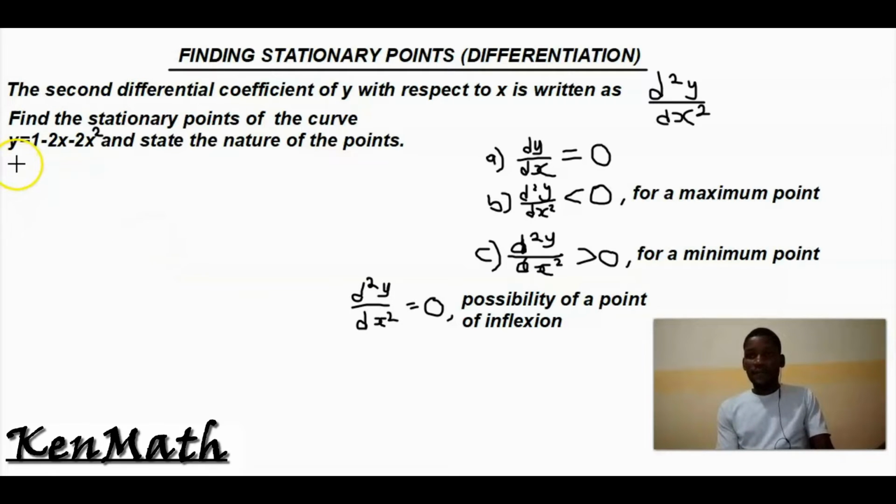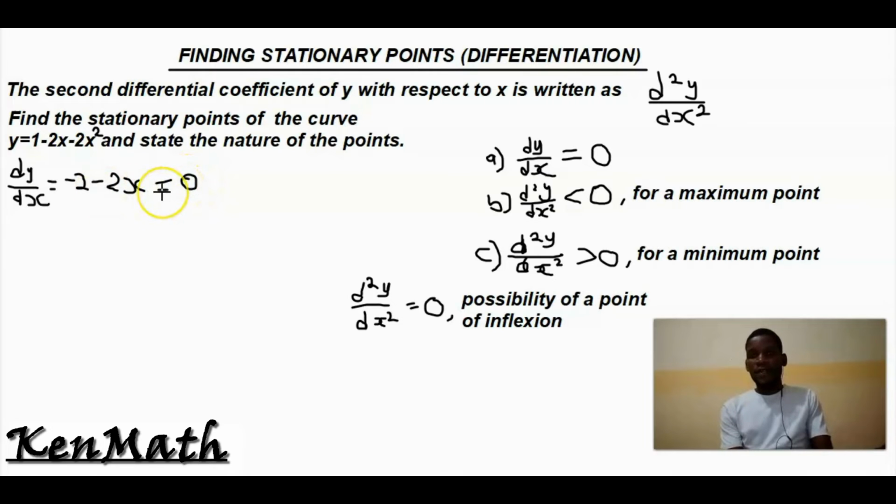So we're going to say dy over dx is equal to the derivative: the derivative of a constant number is 0, the derivative of negative 2x is negative 2, and then the derivative of 2x squared is negative 2x. Remember that these are stationary points, so they are always equal to 0.